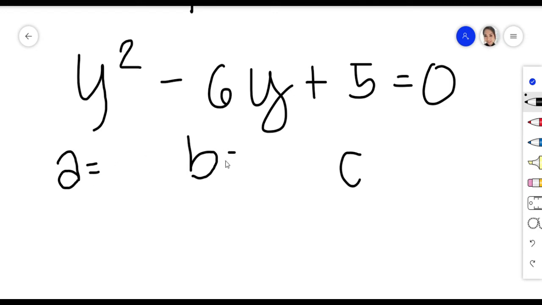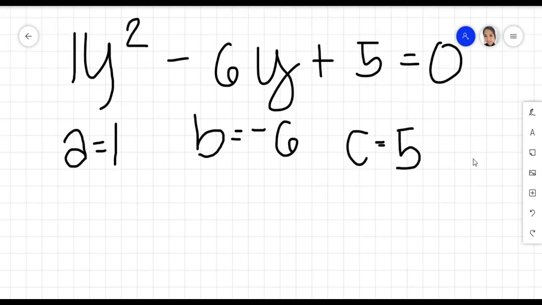Okay, so remember that a can be found on the quadratic term, b can be found on the linear term, and c can be found in the constant term. So a is equivalent to 1 since we know that there is an invisible 1 beside y squared. And b is equivalent to negative 6. Do not forget the sign. So it's negative 6. And c is equivalent to positive 5.